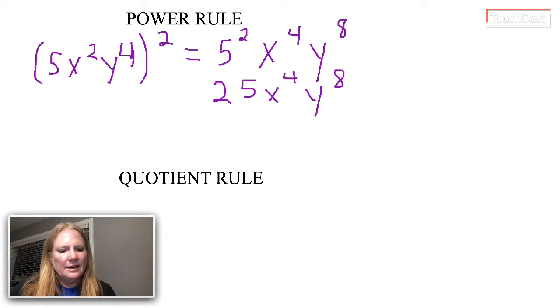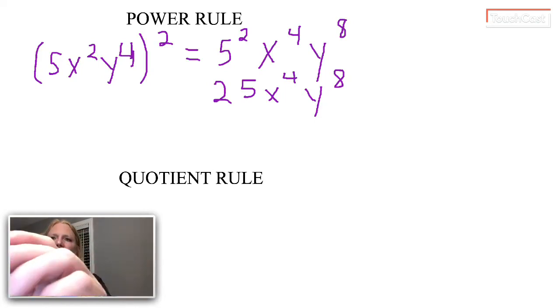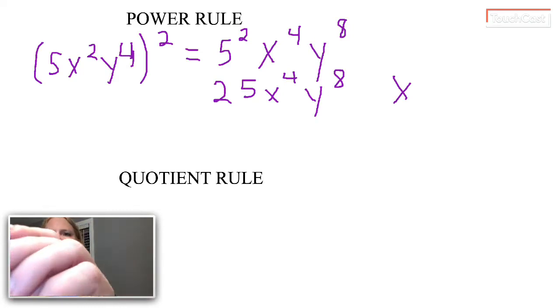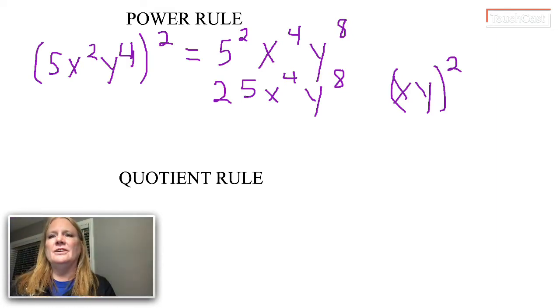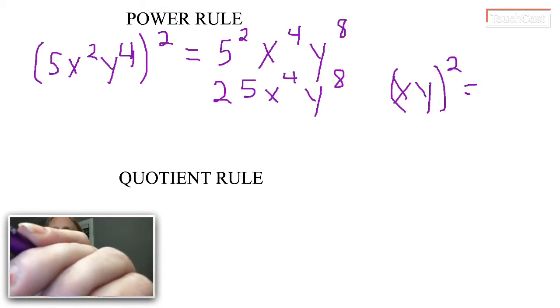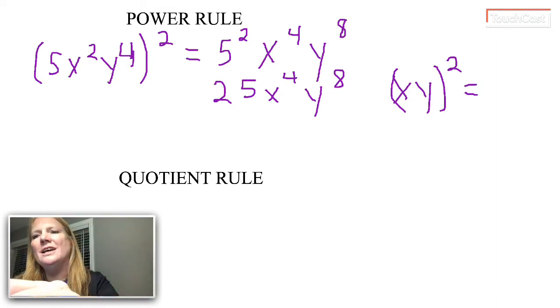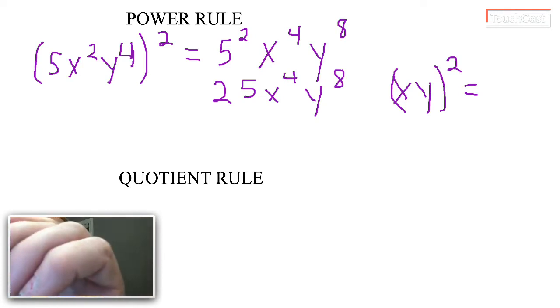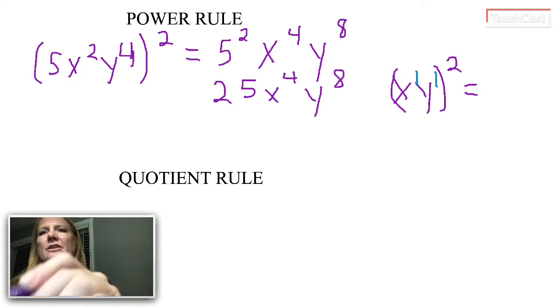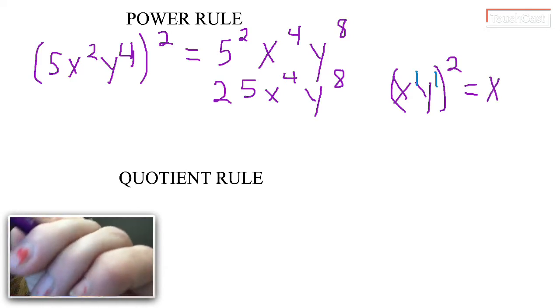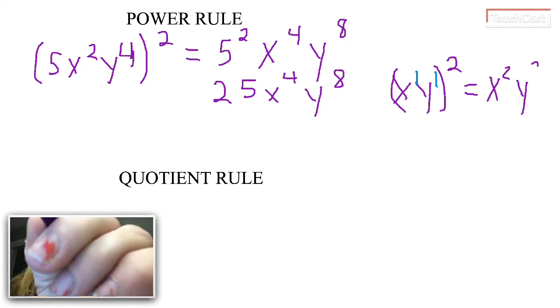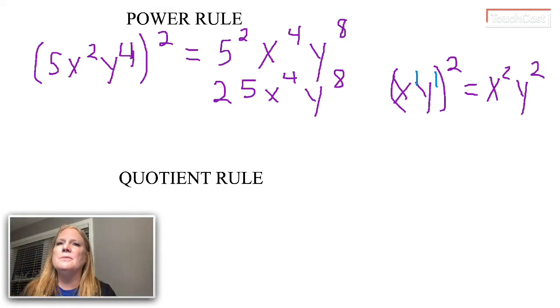Okay, let's see. I have one more example here where I just use x, y squared. And for that, it would simply be, there's an understood 1. There's an understood 1 here and a 1 here. So when you go to expand that, you're just going to have x squared, y squared. Okay, so that is the power rule.